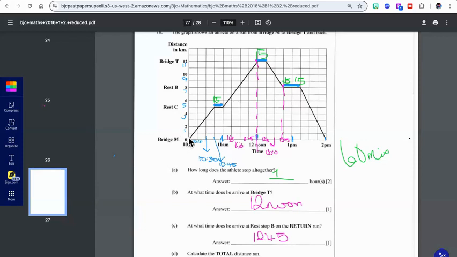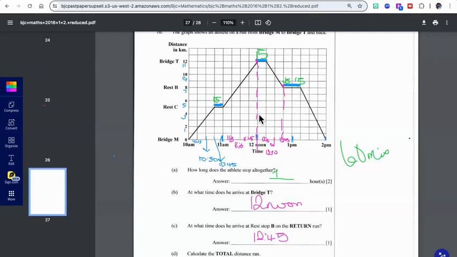Okay, so this person left at 0. If I ask you, what is the distance from bridge M to bridge T? What would you tell me? What is the distance from bridge M to bridge T? That's the question. 12. Good. 12 kilometers. Now, if I ask you, what is the distance from bridge T to bridge M? What would you tell me? You would tell me 12.